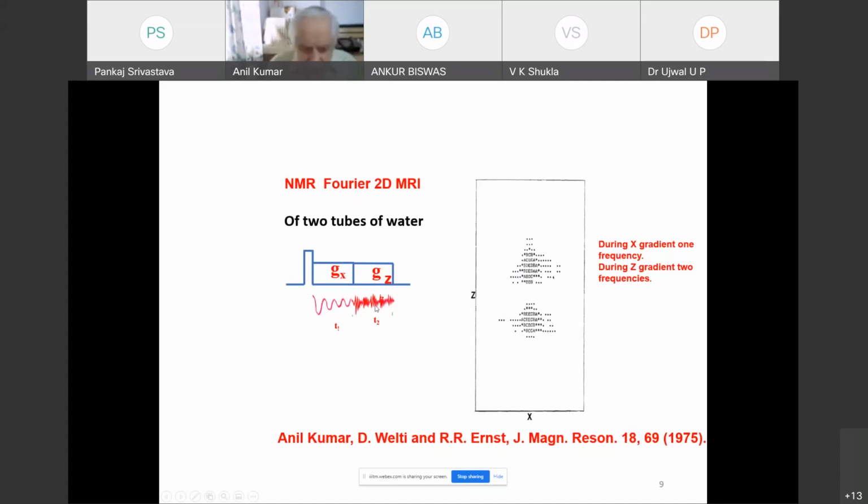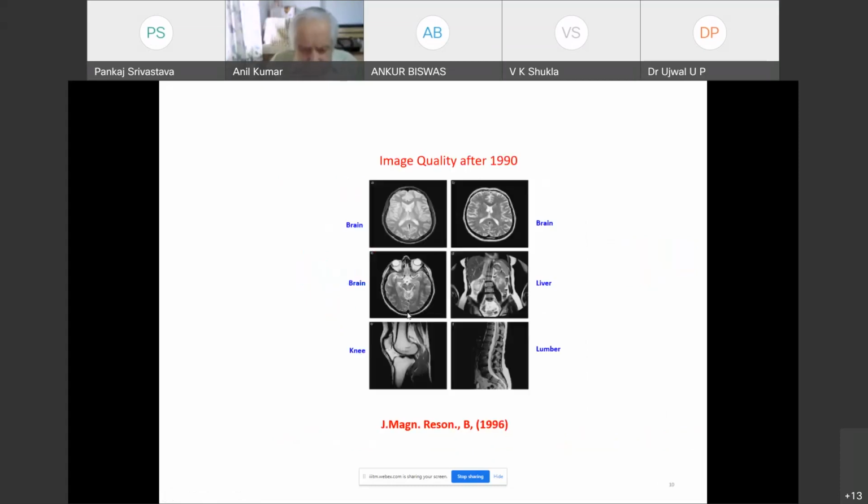And basically the same algorithm is used in all MRI techniques. After 1990, it was known that the image quality is going to be very, very useful. Before, when we did these experiments, we were skeptical whether it would ever be used, and we were so wrong.